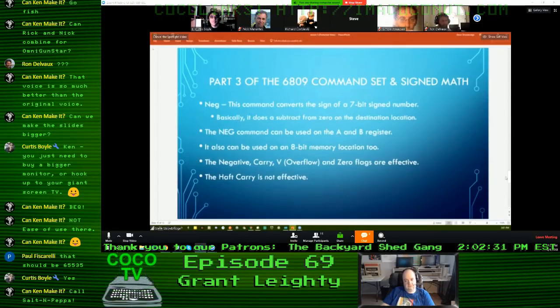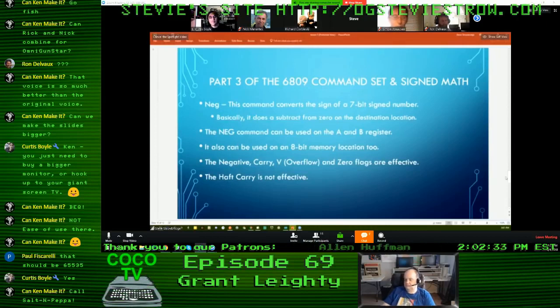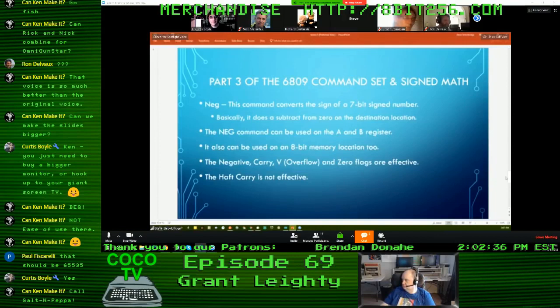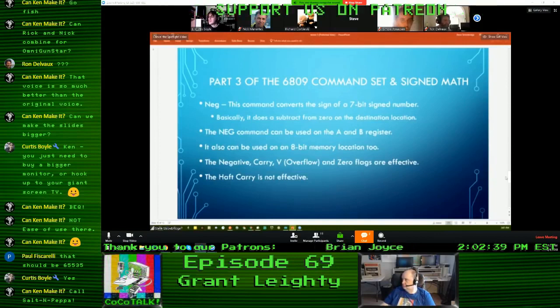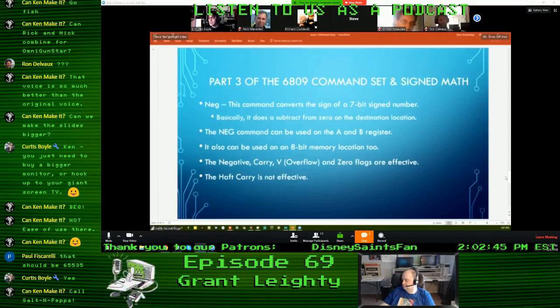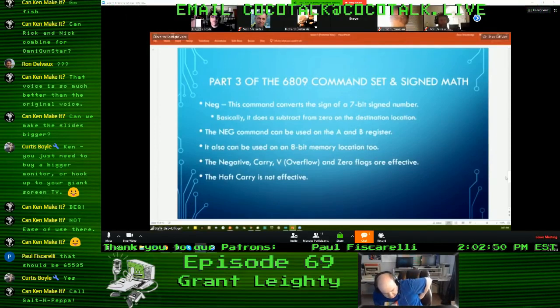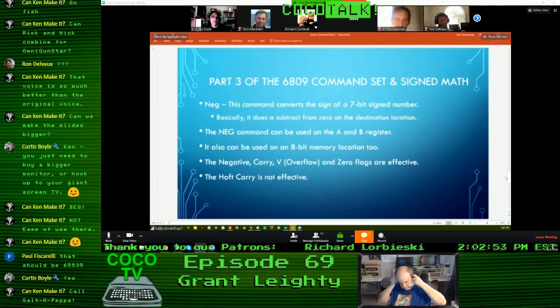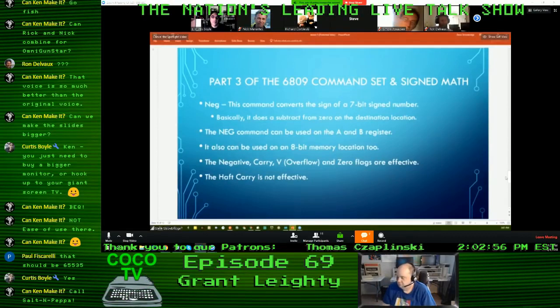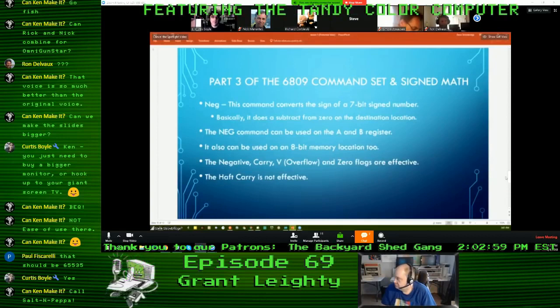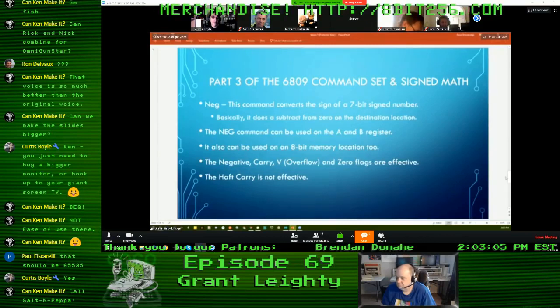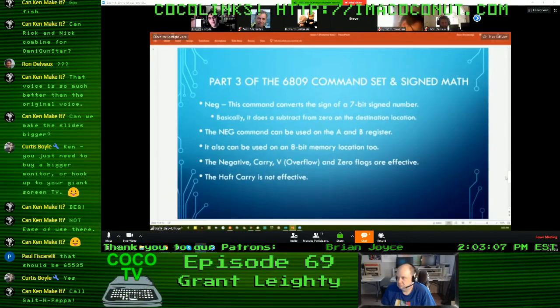Negate. Well, I didn't include this in the last lesson because I needed to go over signed numbers in the first place. And this is a command that works with it. Negate basically takes 0 and subtracts the source from it, and that becomes the destination register. So basically, if you said negate A, it takes A and subtracts it from 0 and puts it into A. B does the same thing. It subtracts B from 0 and puts it into B.